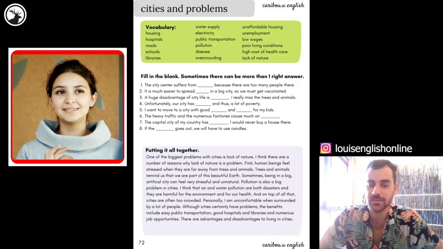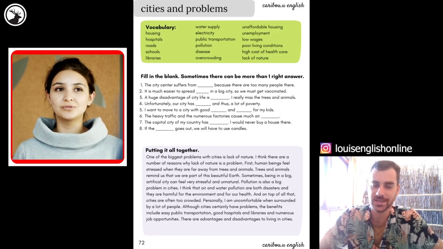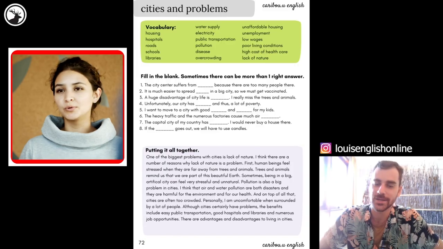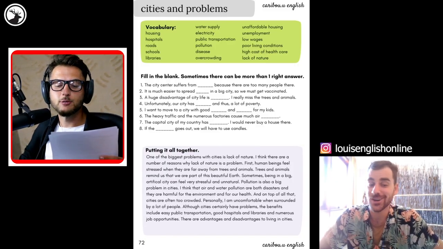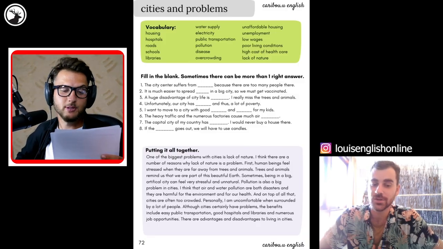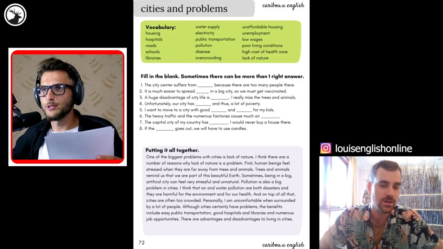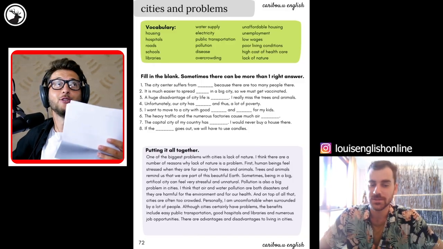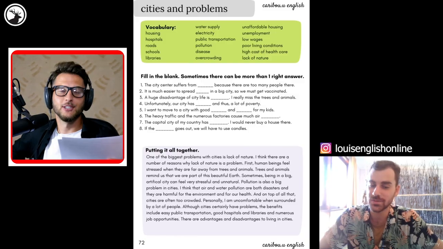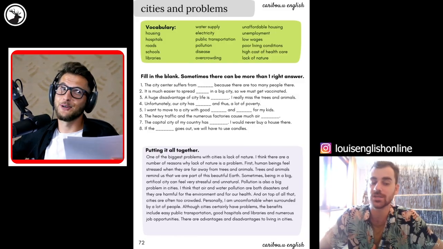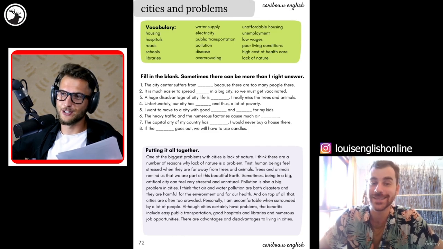Pollution is also a big problem in cities. I think that air and water pollution are both disasters, and they are harmful for the environment and for our health. And on top of all that, cities are often too crowded. Personally, I am uncomfortable when surrounded by a lot of people. Although cities certainly have problems, the benefits include easy public transportation, good hospitals and libraries, and numerous job opportunities. There are advantages and disadvantages to living in cities.